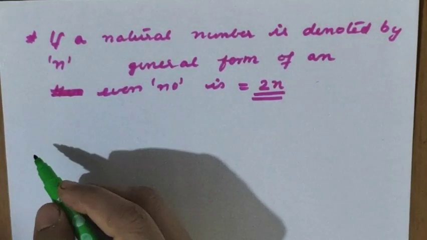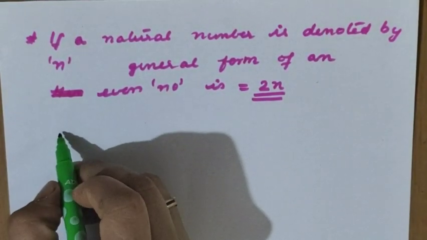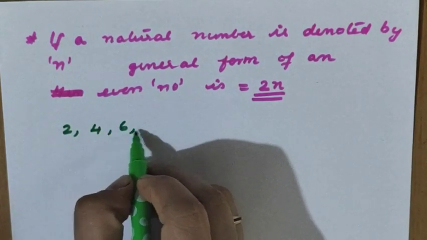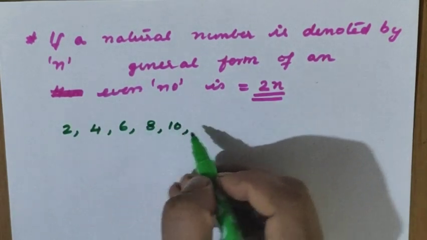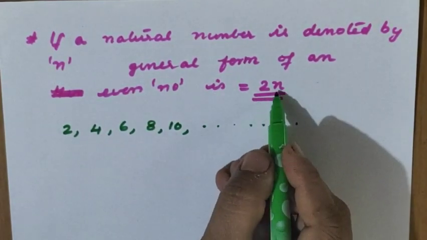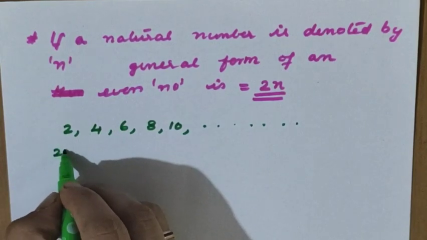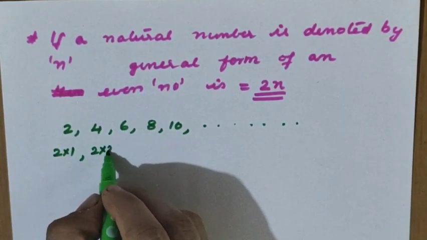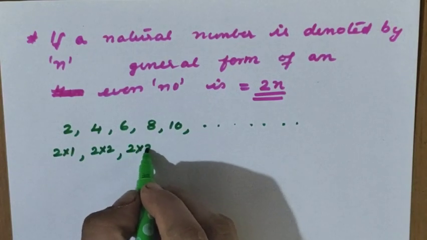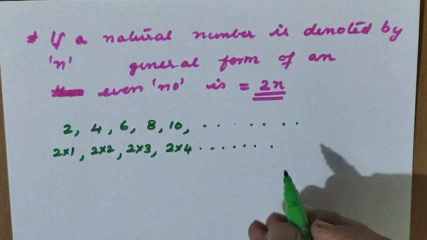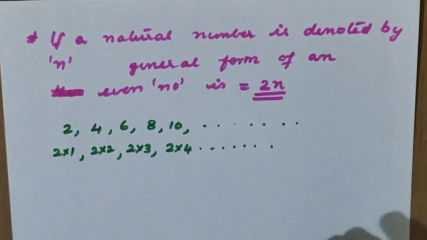Let us see how we are getting this one. We know that the even numbers are 2, 4, 6, 8, 10, etc. So for getting the first number, we are replacing n by 1 only. So 2 into 1 is equal to 2. 2 into 2 is equal to 4. 2 into 3, 2 into 4, like that it will be continuing. So we want to know the 100th number.